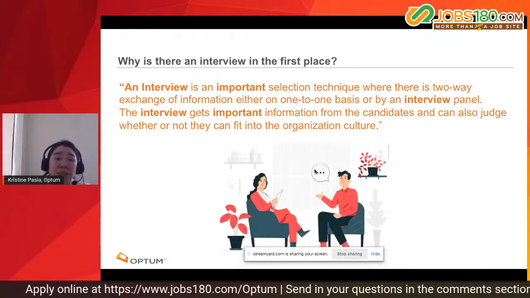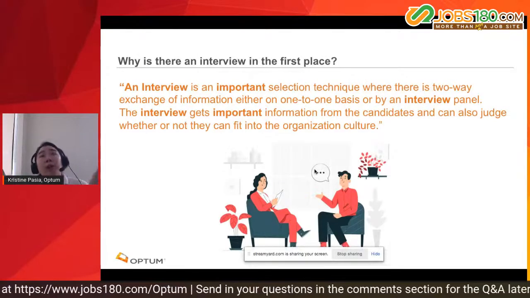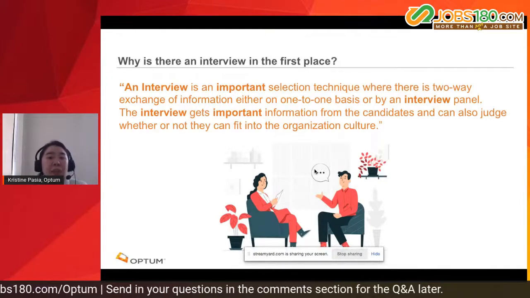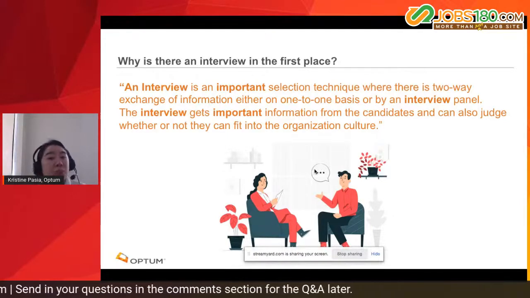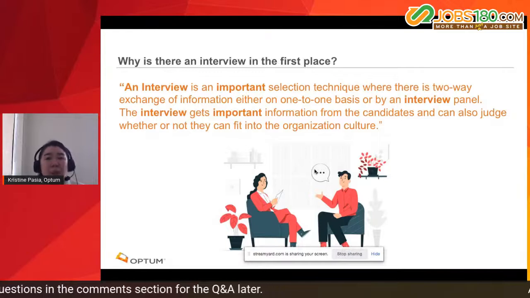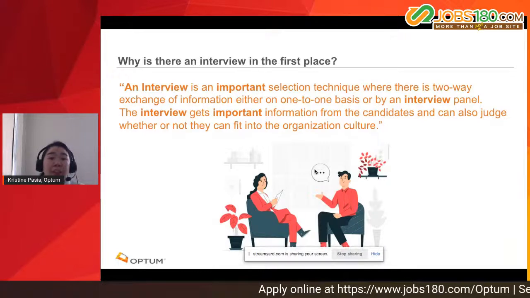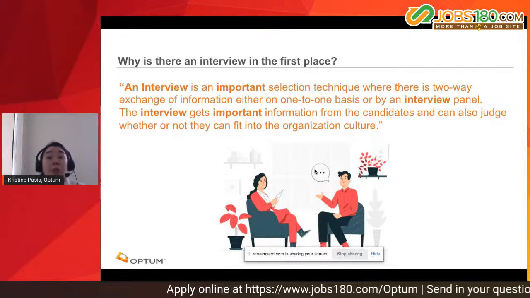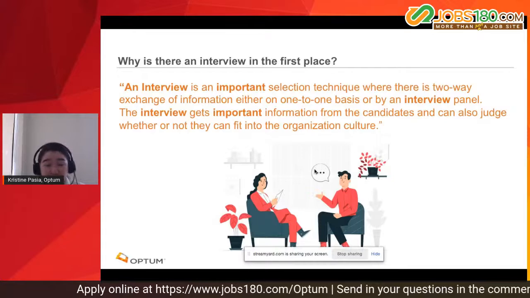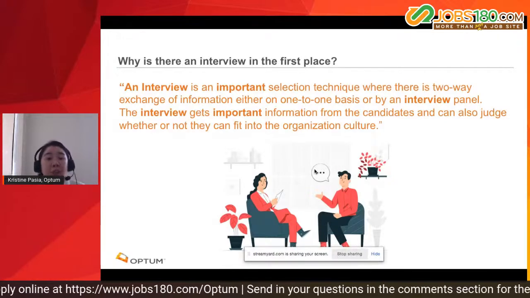Now, first of all, why is there an interview in the first place, right? Why do we have to go through an interview? Why can't I just be already hired based on my resume? Now, an interview is very important because it's an important selection technique where there is a two-way exchange of information, either on one basis or by a panel. So you'll have a lot of people interviewing you.